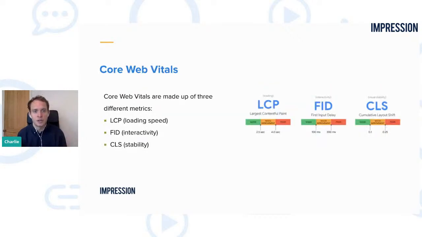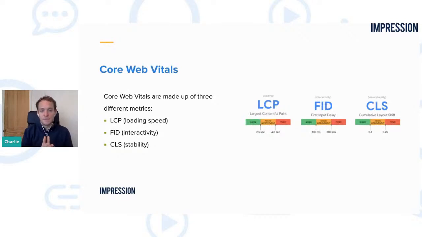So core vitals, those top three, are made up of three different metrics: LCP, largest contentful paint, which effectively measures the loading speed; FID, first input delay, which measures the interactivity of a website; and CLS, cumulative layout shift. It's a bit of a mouthful, but that's how much visual stability a web page has when it loads in.